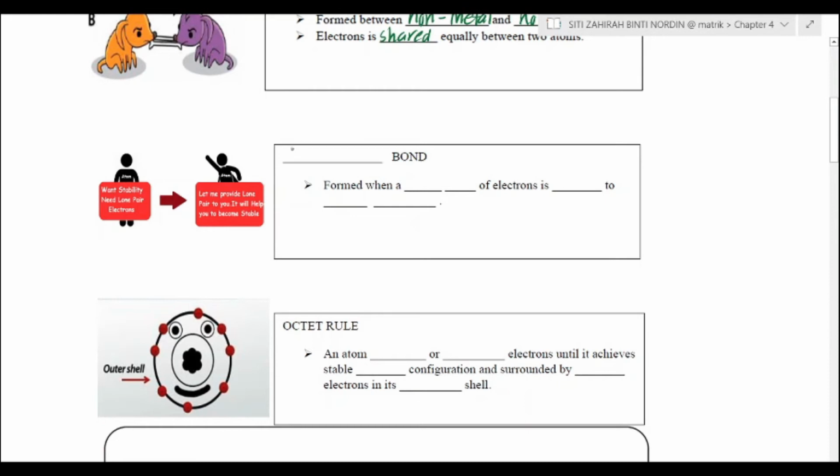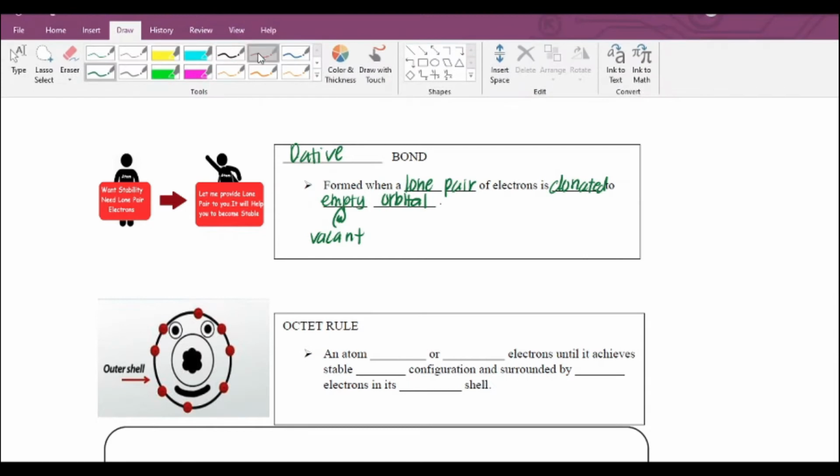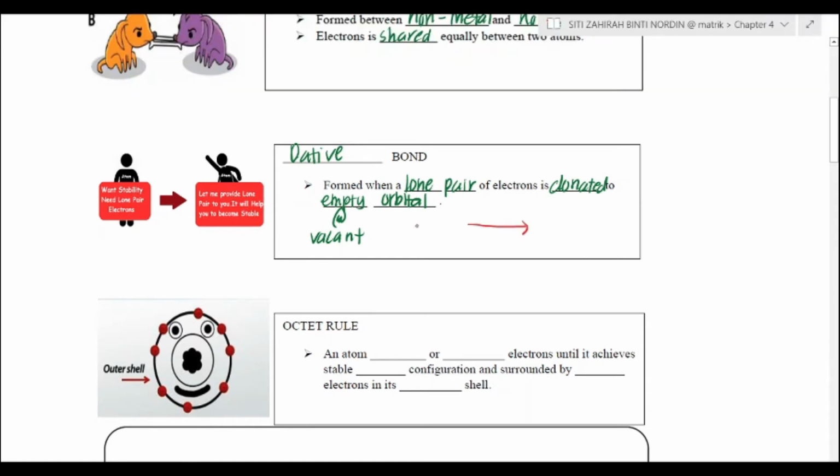The third bond is dative bond. It is formed when a lone pair of electrons is donated to an empty, also called vacant, orbital. So the arrow for dative bond would be like this. The arrow will go from the atom that has the lone pair to the atom that has the empty orbital. This shows that electron is being donated.